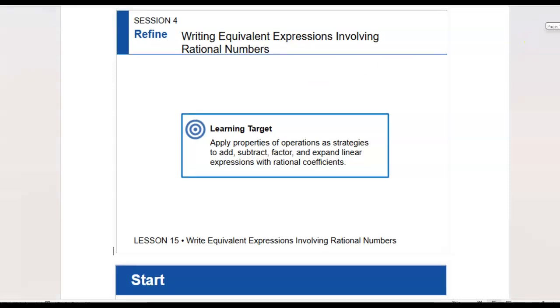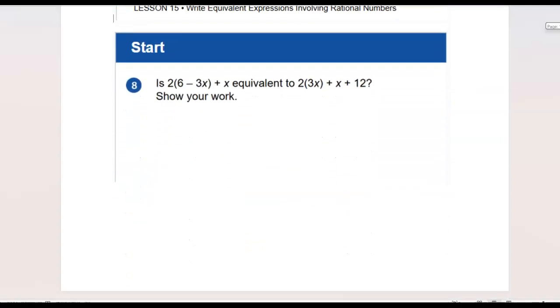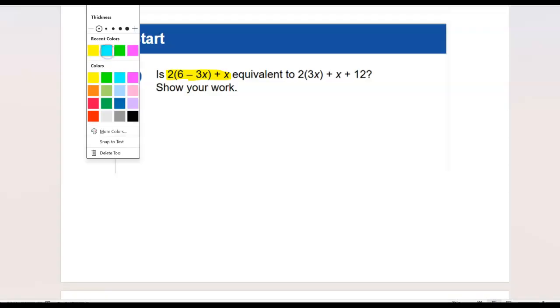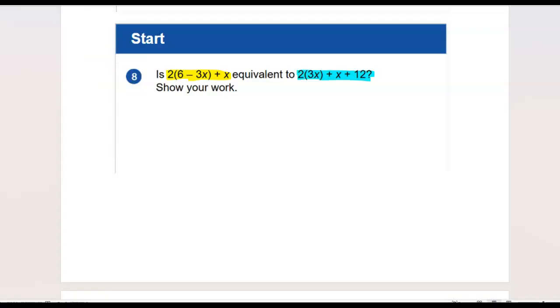Whatever I write down in the video, you want to write down because it's going to help you make sure that you understand this. So, is 2(6 minus 3x) plus x equivalent to 2(3x) plus x plus 12? So, we've got two basic problems here. We want to see if this expression is equivalent to this expression. So, let's simplify both. 2 parentheses 6 minus 3x plus x.